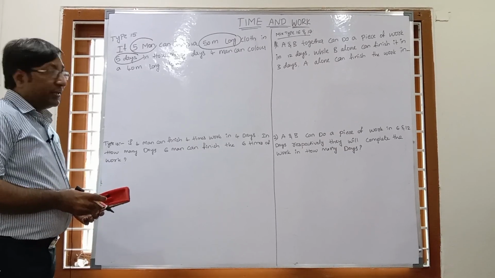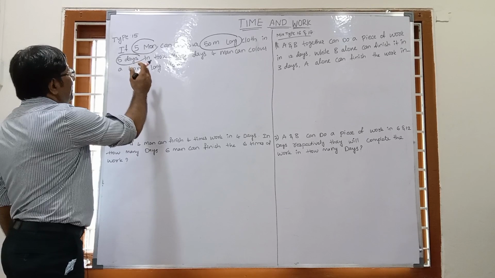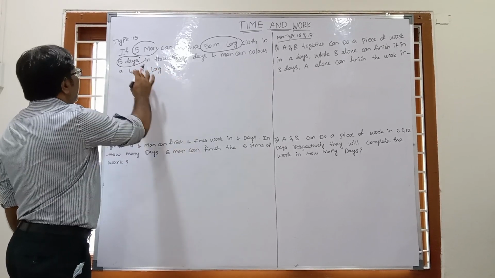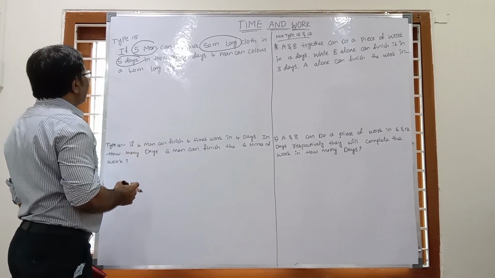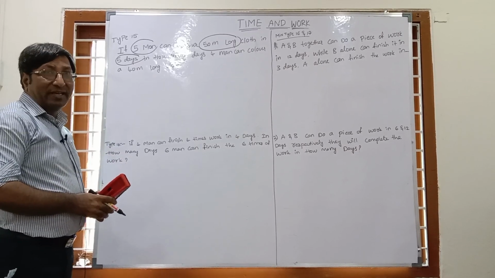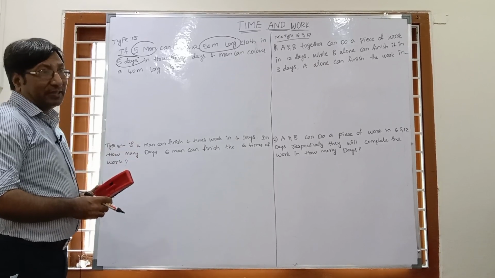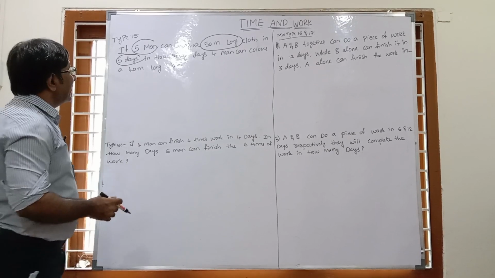Now type number 15. This is the 15th type of question. If 5 men can color 50-meter long cloth in 5 days, in how many days can 4 men color 40-meter long cloth? This type of question is generally asked in many exams. So what do we do for this type of question? There is a very technical technique for this type of question.